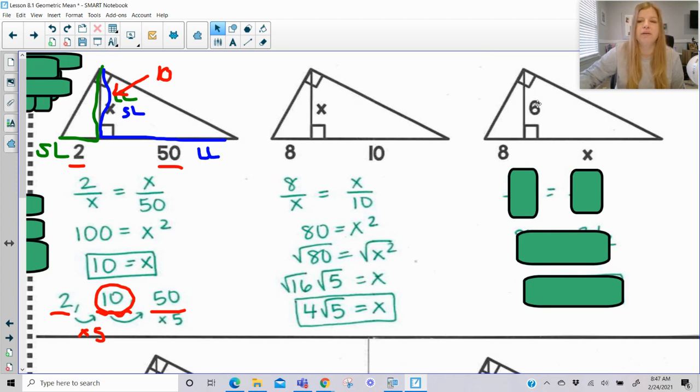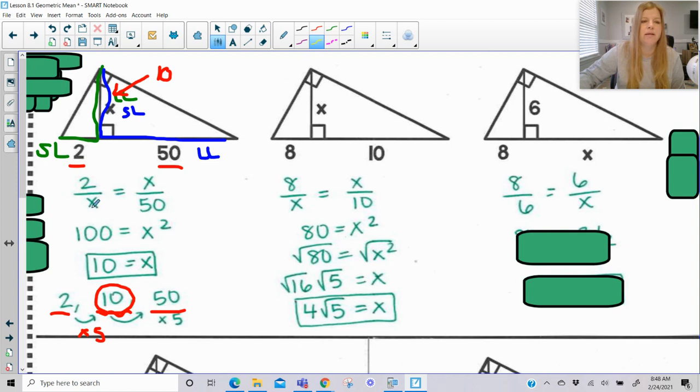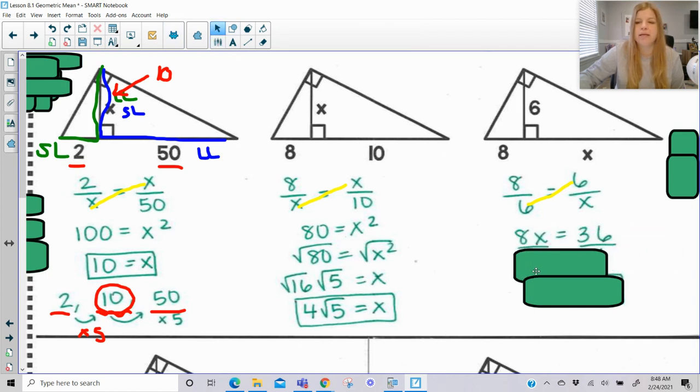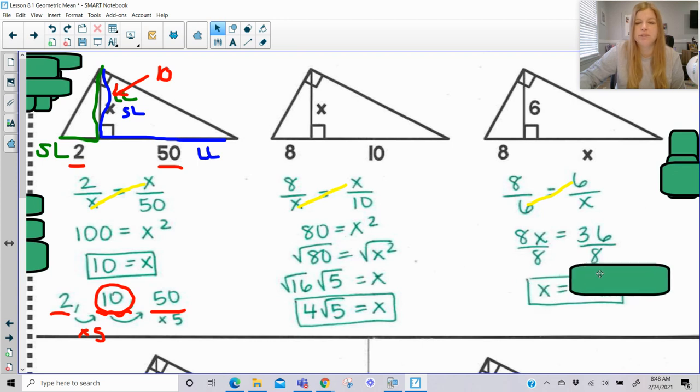And now this one. So this one, I'm actually giving you the geometric mean of x, and we're trying to figure out one of the extremes. So I set it up the same way. 8 over 6 is equal to 6 over x. Also, always notice this trend here that the x's are diagonal, and now the geometric mean is also diagonal to each other. And so then I get 8x equals 36. And this one ends up just not being a radical at all, not even taking a square root because you are given the geometric mean, and we end up getting 4.5.